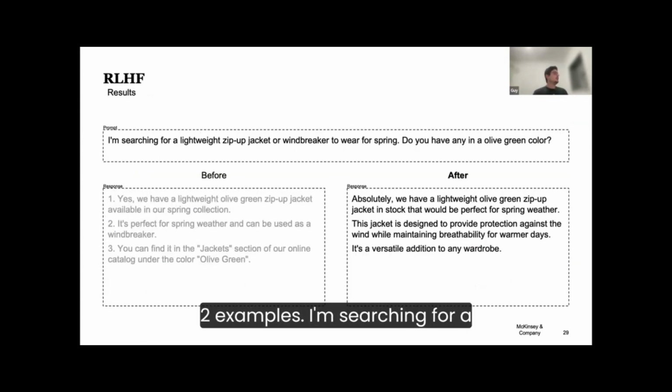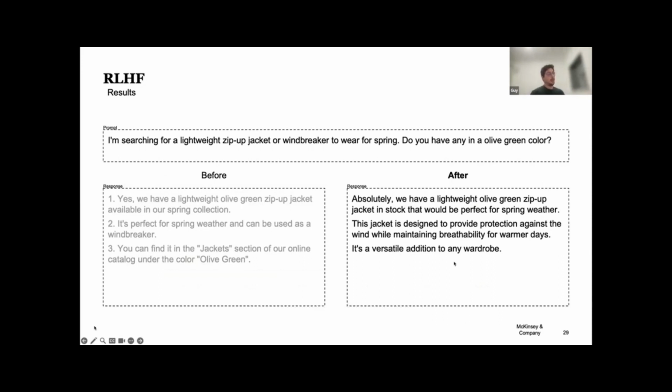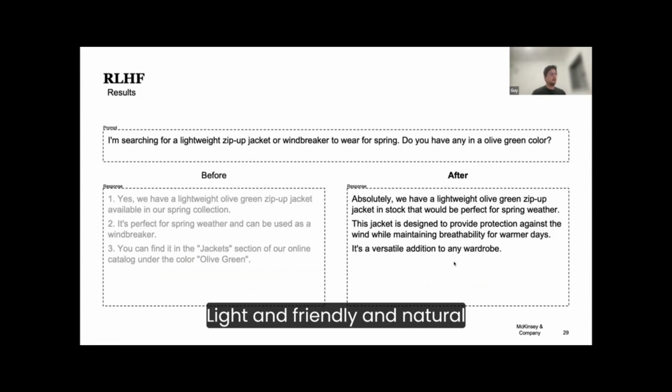So let's go over two examples. I'm searching for a lightweight zip-up jacket or a windbreaker to wear for spring. Do you have any in olive green color? So before, it answered pretty nicely, but you see it answered in a sectionized way. And after, it answered in a much more polite and friendly and natural way.